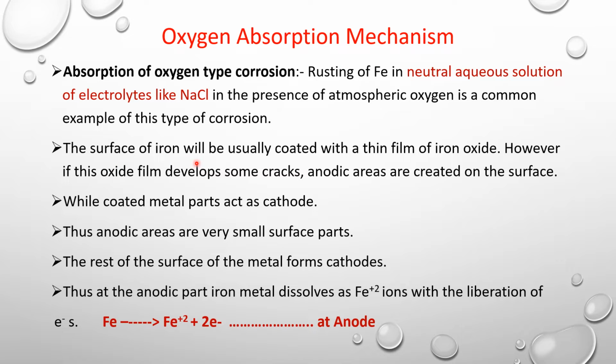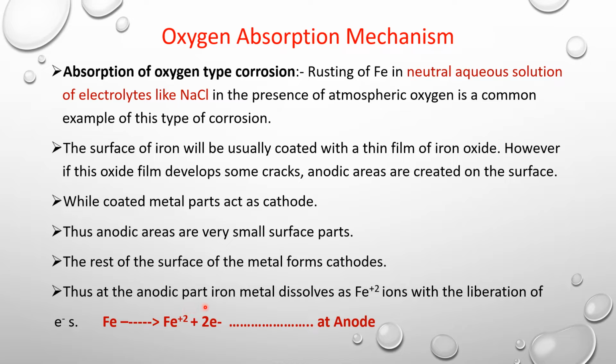The surface of iron will usually be coated with a thin film of iron oxide, as shown in the diagram. However, if this oxide film develops some cracks, then anodic areas are created on the surface, while the rest of the coated metal parts act as cathode. So, in this case, the anodic areas are a very small surface area as compared to the cathode surface area.